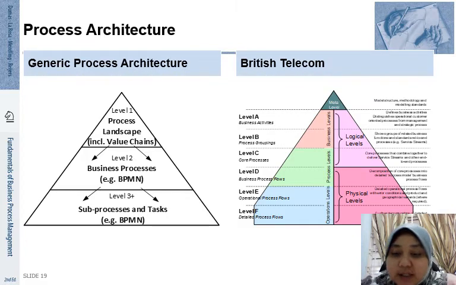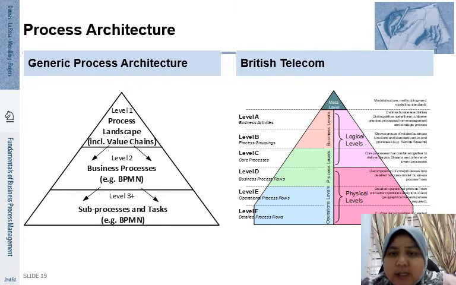Now we have entered the process architecture section. The level of the process architecture is important. Basically, we have a generic process architecture, which is the most basic. It has three levels. Level 1, the process landscape that includes value chains. Level 2, business processes, which we will use for modeling later with Business Process Model and Notation, which we will learn in Chapter 4. Level 3 and above have sub-processes and tasks. So for levels 2 and 3 we will use business process notation.